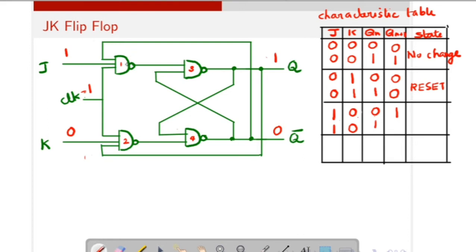For the first NAND gate, these two inputs are 1. Consider the third input, it is 0. So one of the inputs is 0, then output is equal to 1. Then here one of the inputs is equal to 0, then output is equal to 1. Then for the third NAND gate, again one of the inputs is 0, so output is equal to 1. Fourth NAND gate, all the inputs are 1, then output is equal to 0. That means the present state is 1, next state is also 1. That means it goes to a set state.